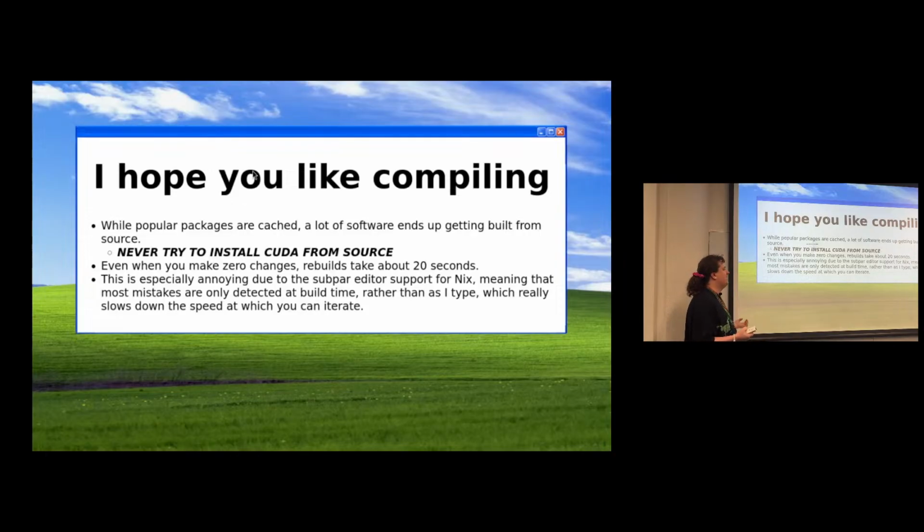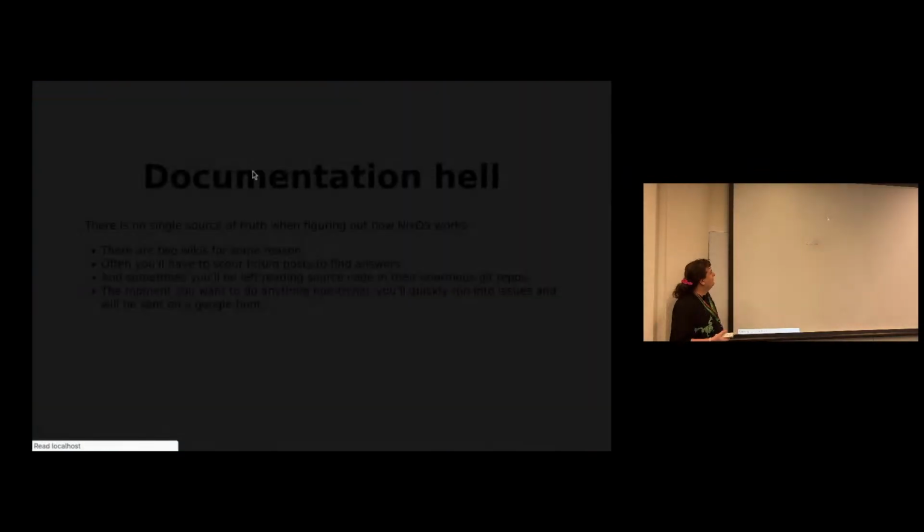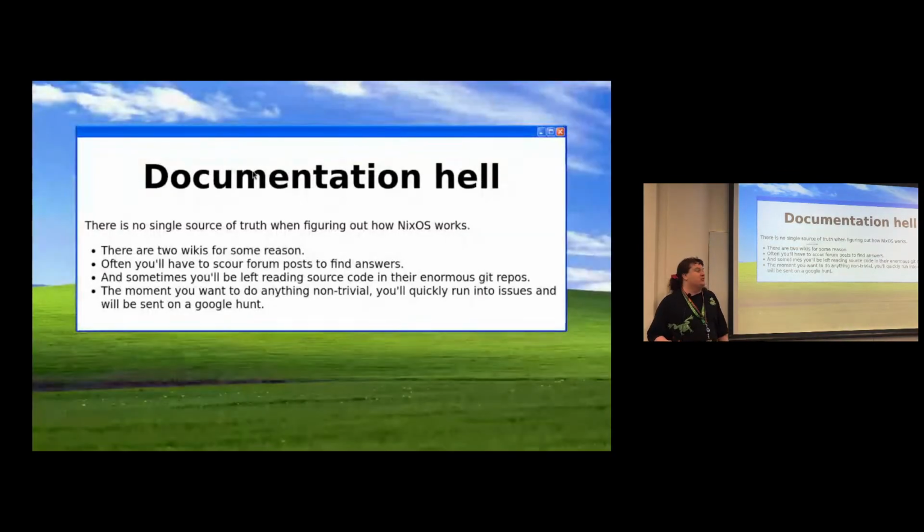That's especially annoying because there's pretty subpar editor support for Nix. Like with most languages, you put your mouse over something and you'll get documentation about it and it's great. Not with Nix because it is a dynamically typed language, meaning that the editor support is making a lot of guesses about what the types of all the different pieces of data are, and as such, it can't give you nearly as much useful information about them. As such, most of the mistakes that I made while trying to configure it were only detected while I tried to build my system rather than as I typed, which really, really slowed down the speed that I could iterate on things.